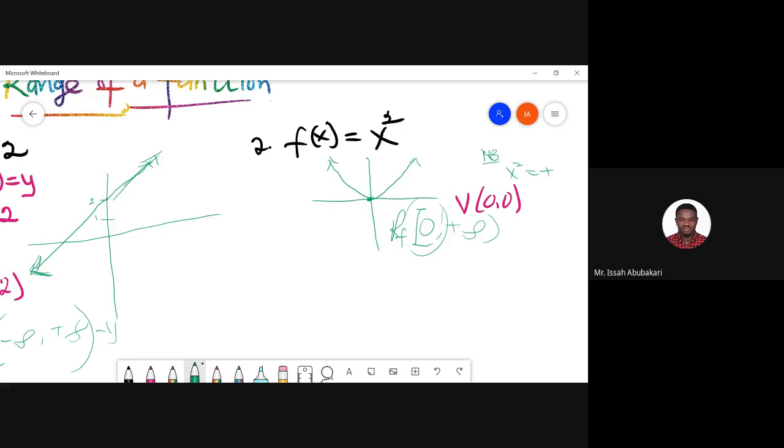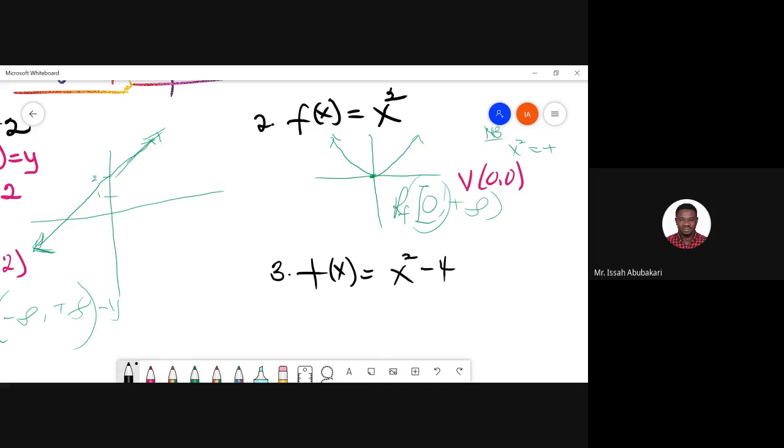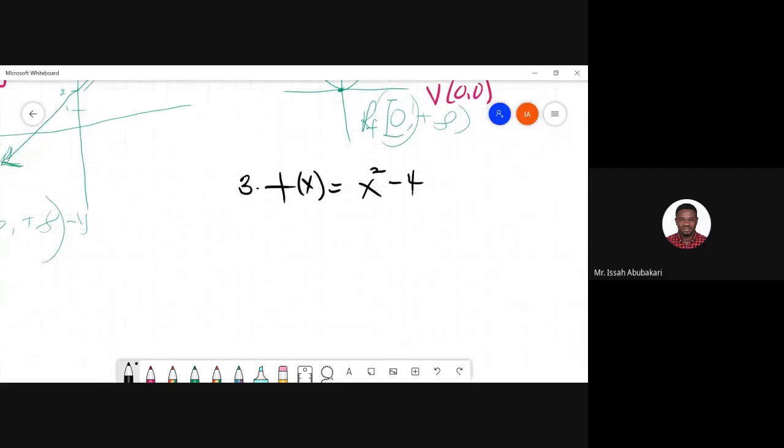All right. Now let's solve a couple of questions under quadratic, just to be able to understand this. So let's say question 3. When you have f of x is equal to x squared minus 4, like this. The first thing we want to do is to equate f of x to y. So let f of x be equal to y. And then now we have y is equal to x squared minus 4.